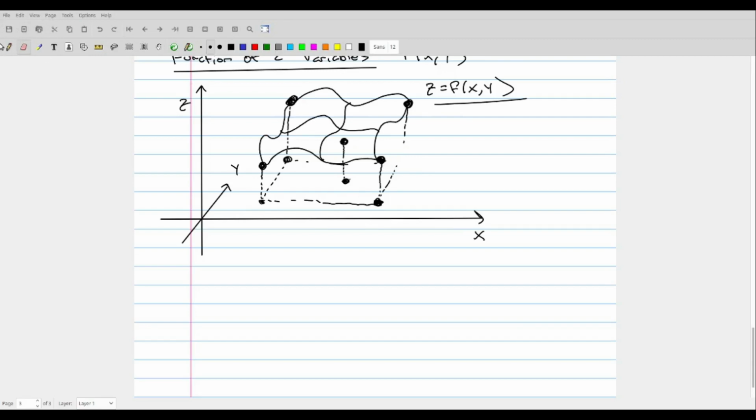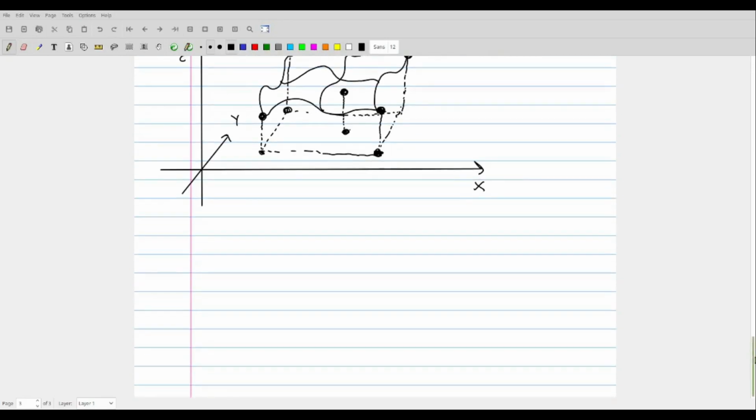Let me just fix this up a little bit. So this is what we've seen already, a couple of examples of what the graph of a function of 2 variables looks like. Well, what does that mean about a function of 3 variables?